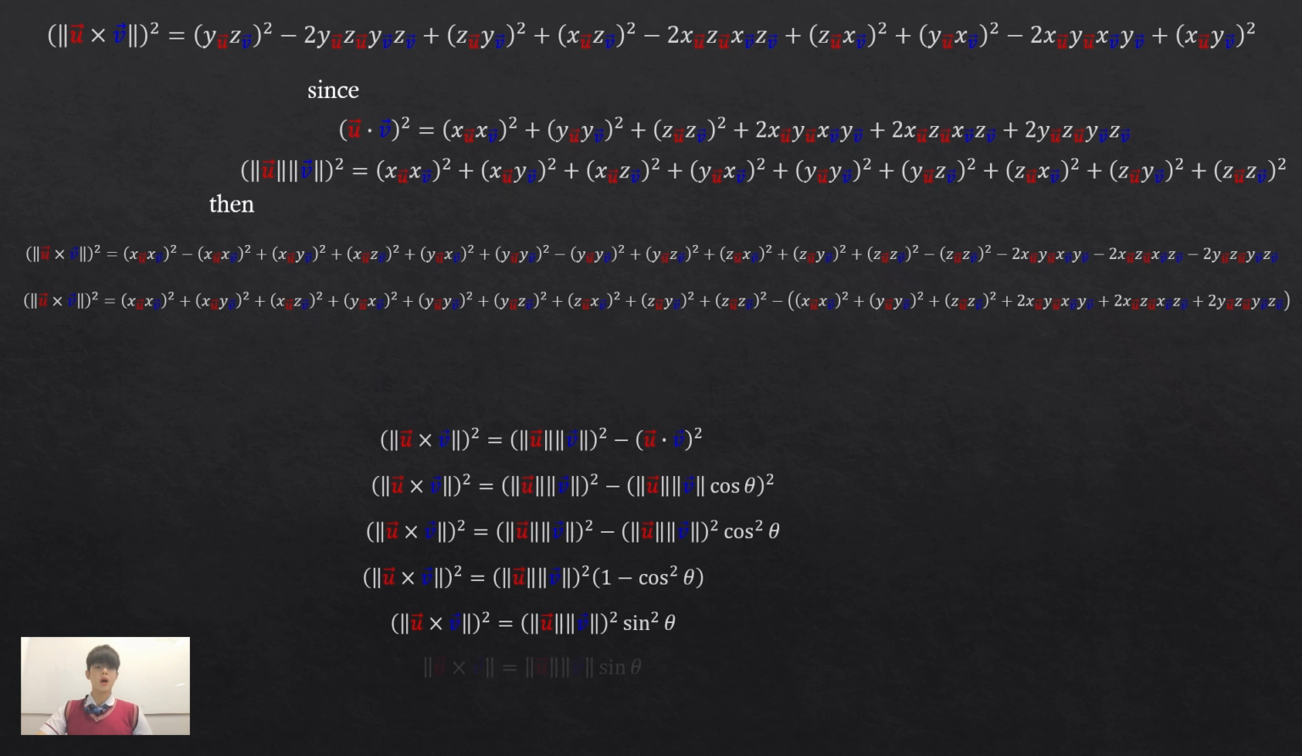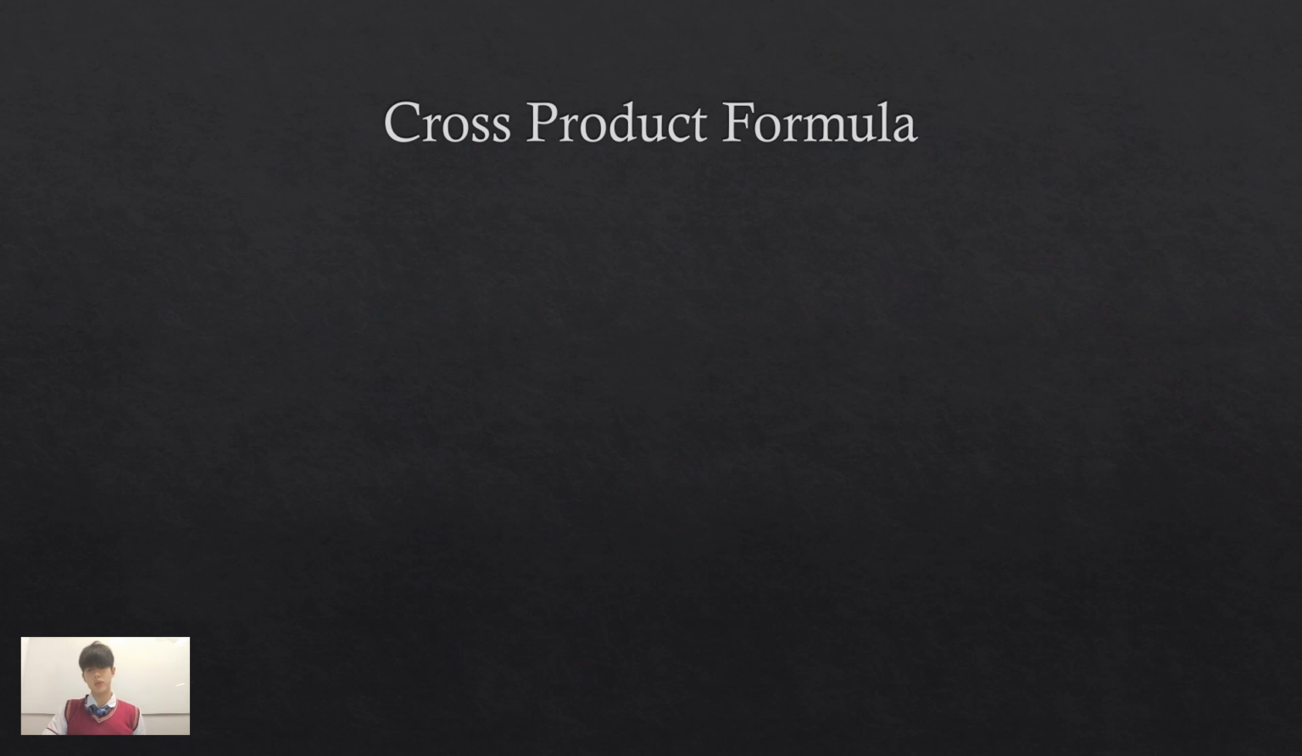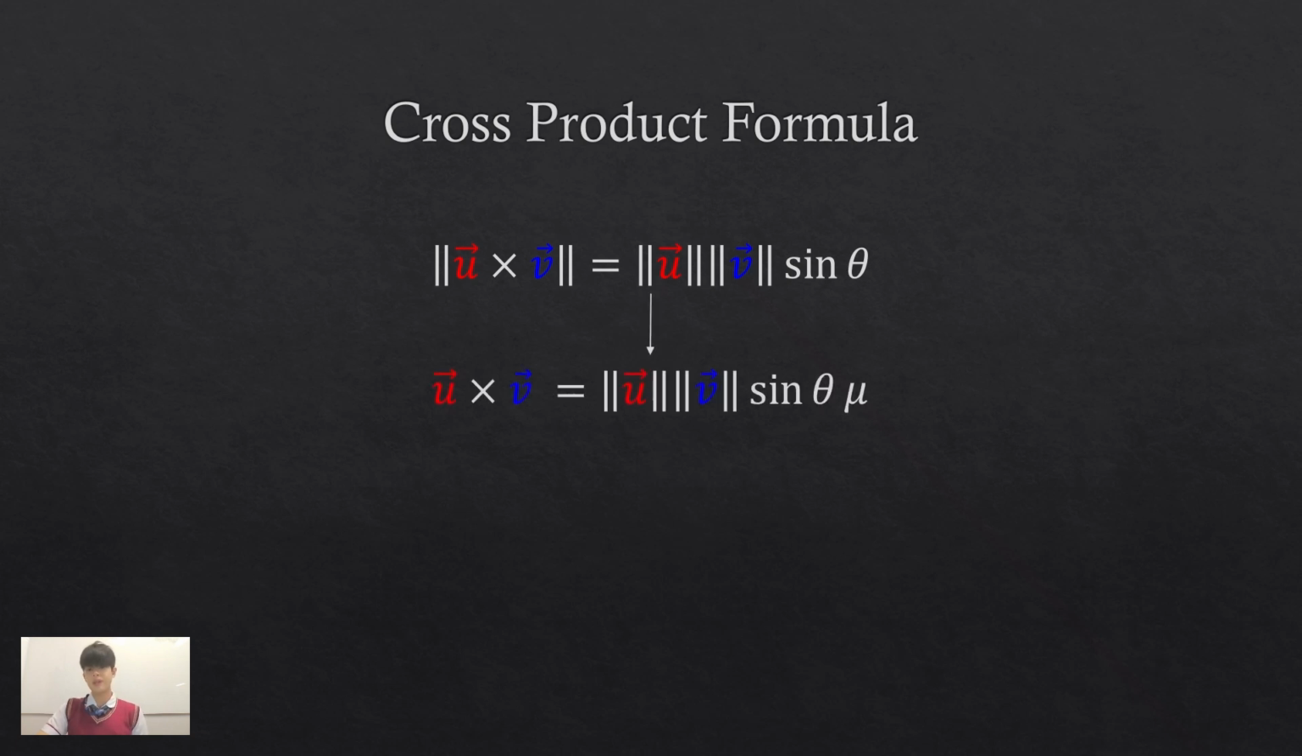Therefore, the magnitude of the vector resulting from the cross product of u and v is given by this formula. In conclusion, if we're asked for the magnitude of the vector resulting from the cross product of u and v, we can use the following equations. Since the magnitude of a vector can also be expressed using its unit vector, the full form of the cross product between u and v can be written as the following equation, where mu is the unit vector perpendicular to both u and v.